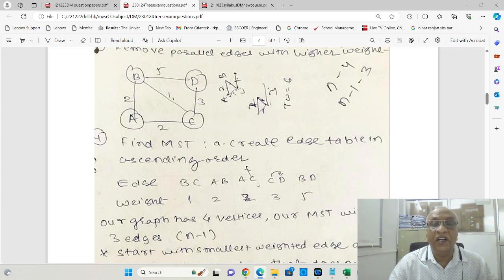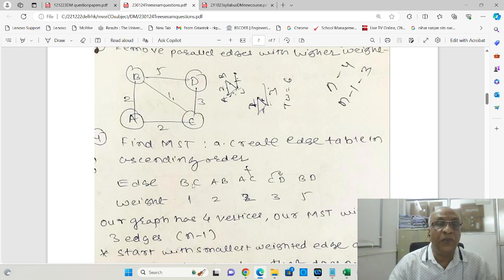So we have identified and taken all the edges 1, 2, 3, 4, 5 in their increasing order of weights. Now the minimum spanning tree will be having how many edges? The minimum spanning tree will be having 3 edges. So we have to pick 3 edges from this edge table and they should be minimal.